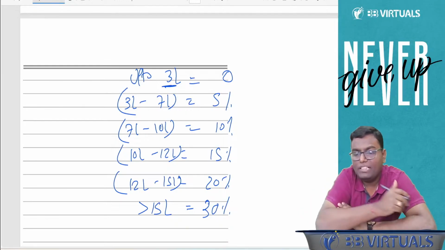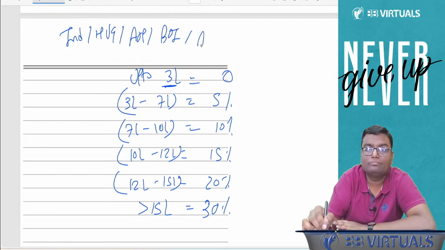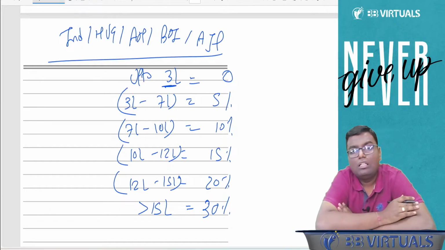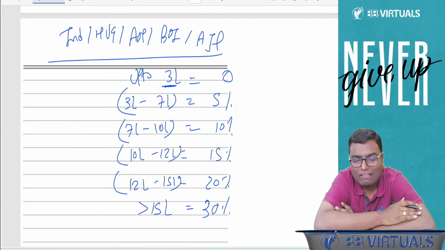New tax rates, which are applicable for whom? Individual, HUF, AOP, BOI, AJP. Now understand what will happen over here. I taught you the old tax rate, and that I told you yesterday.